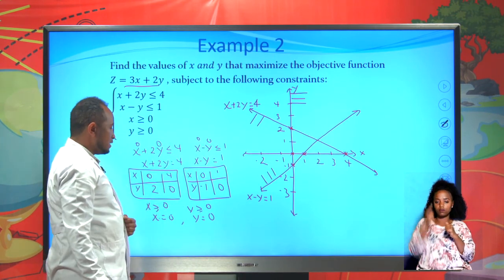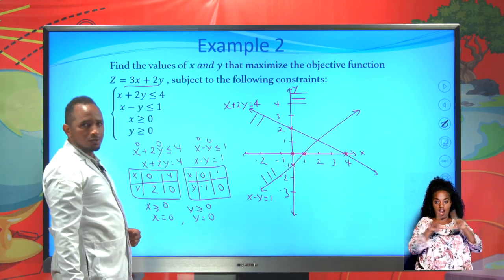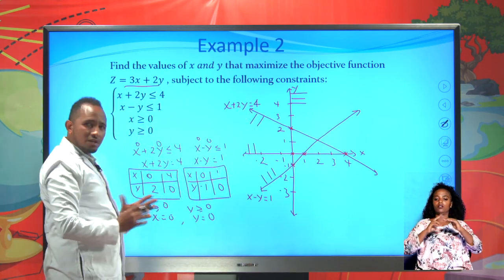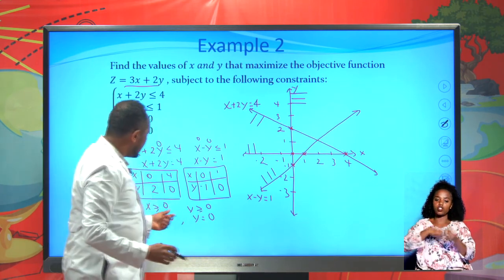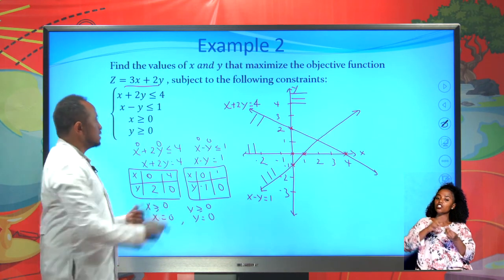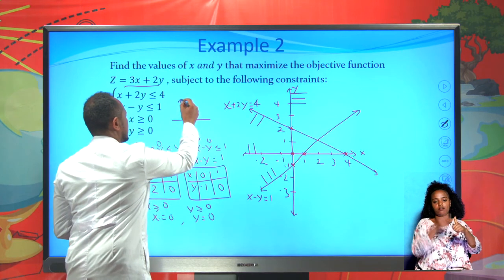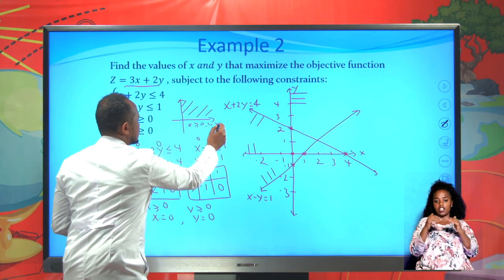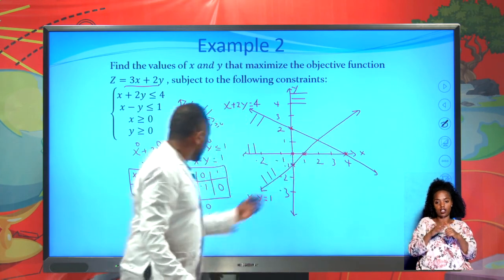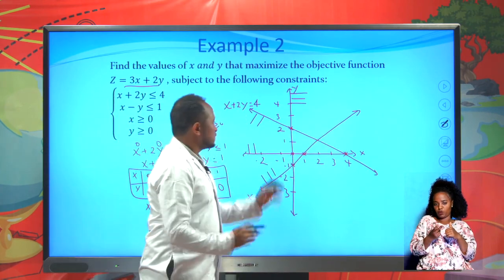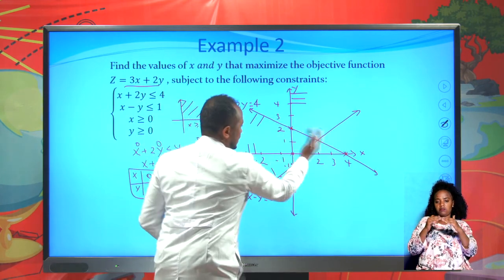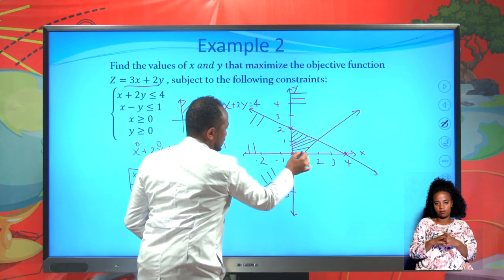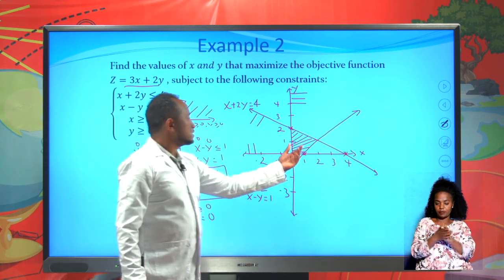And for y is equal to 0, we have this horizontal line passing through the origin. And y greater than or equal to 0 means the whole upper region. So the intersection of these two regions, x greater than 0 and y greater than or equal to 0, gives you the first quadrant. The intersection of this first quadrant with the region below this line and the region above this line gives you this part only. We have this region. This is the feasible region.